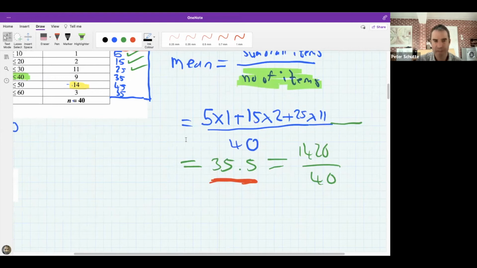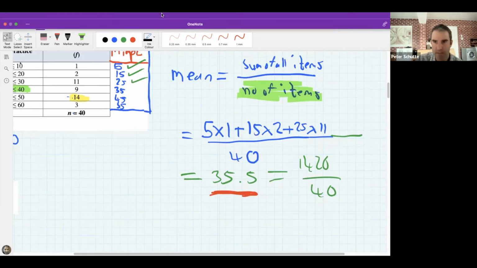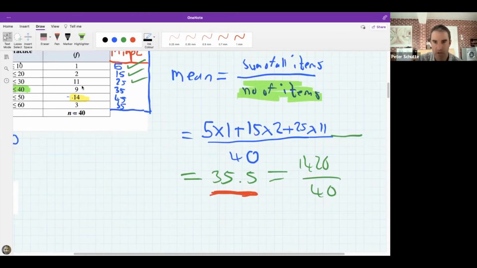Guys, can you just give me a thumbs up if you know how to do the estimated mean? Give me a thumbs down if you're feeling a bit lost with that estimated mean. Okay, awesome. Well, then we've done well for the first part of the lesson.